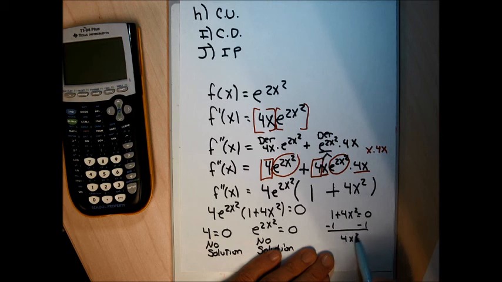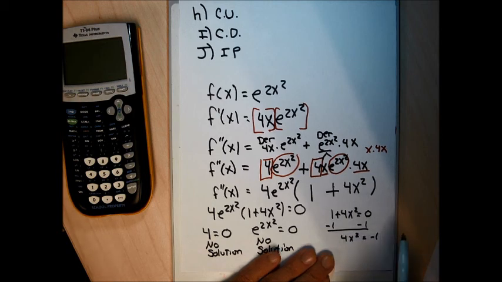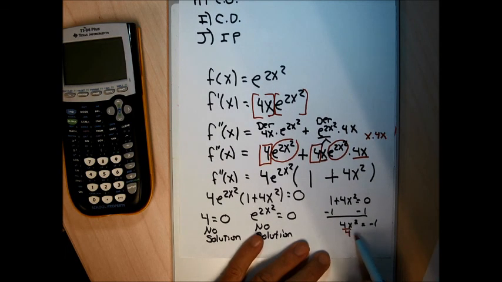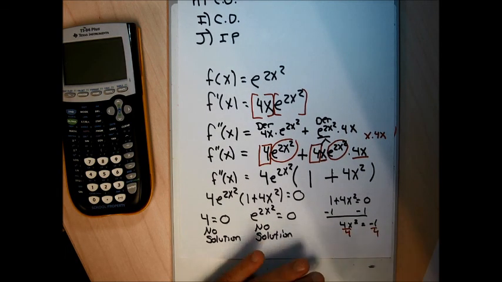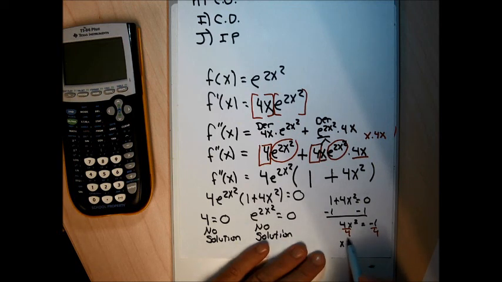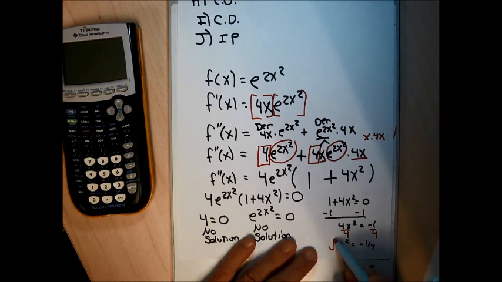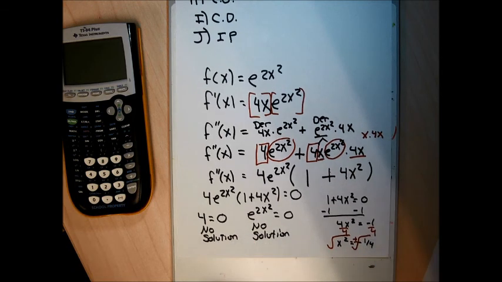That's going to give me 4x squared equals negative 1. And then I'm going to divide both sides by 4. That gives me x squared equals negative 1/4. And now I can square root. Generally, if you introduce a square root to an equation that doesn't already have one, you need plus or minus on one of the sides. So I did x squared square root on that side, plus or minus square root on the opposite side.